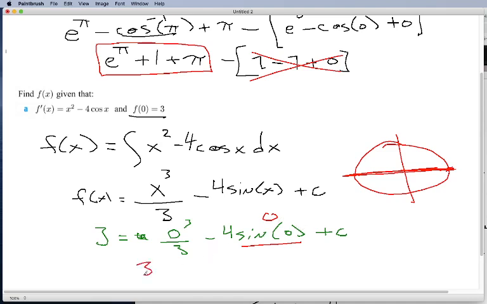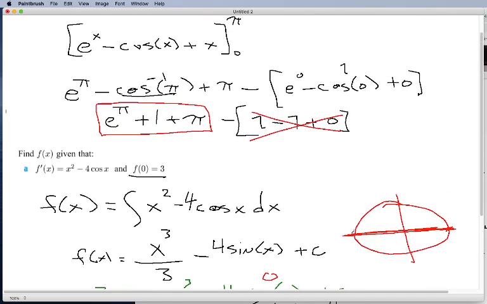So what you end up with is 3 is equal to c. And of course, you should rewrite your function because that's what they're going to expect you to do. x cubed divided by 3 minus 4 sine x plus 3, and then you're done. That was a quiz. So keep studying.